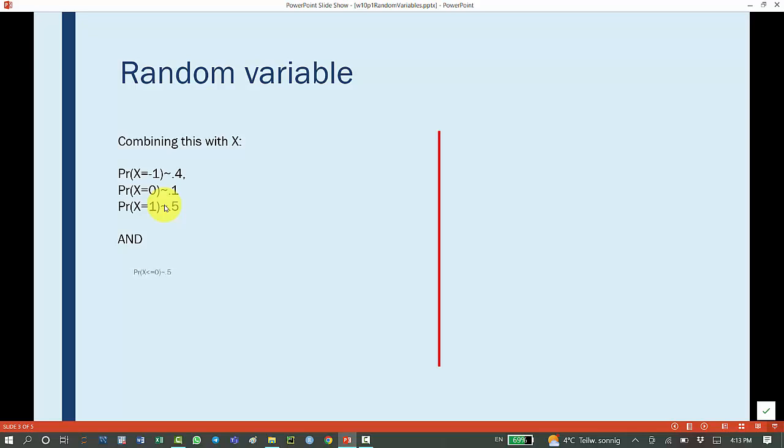Furthermore, we can compute the probability of secondary ones. For example, the probability of X being less than 0 is 50%, and the probability of X being 0 or bigger than 0 is 60%.